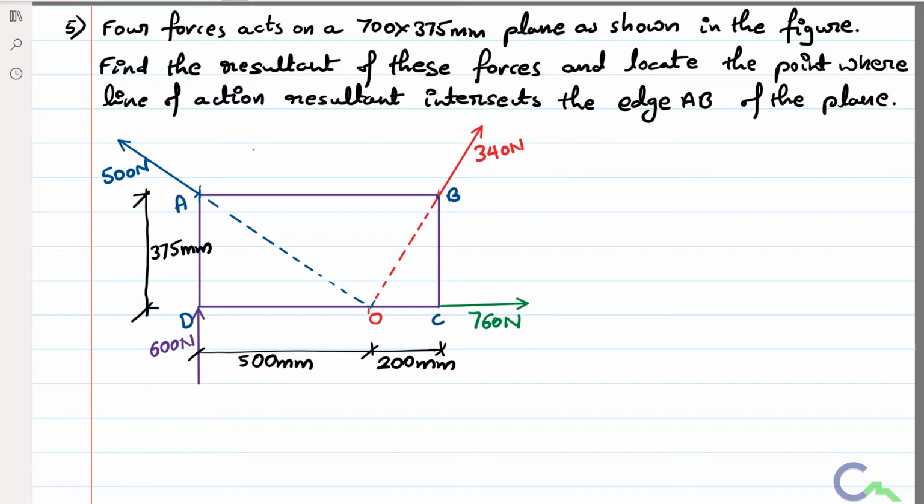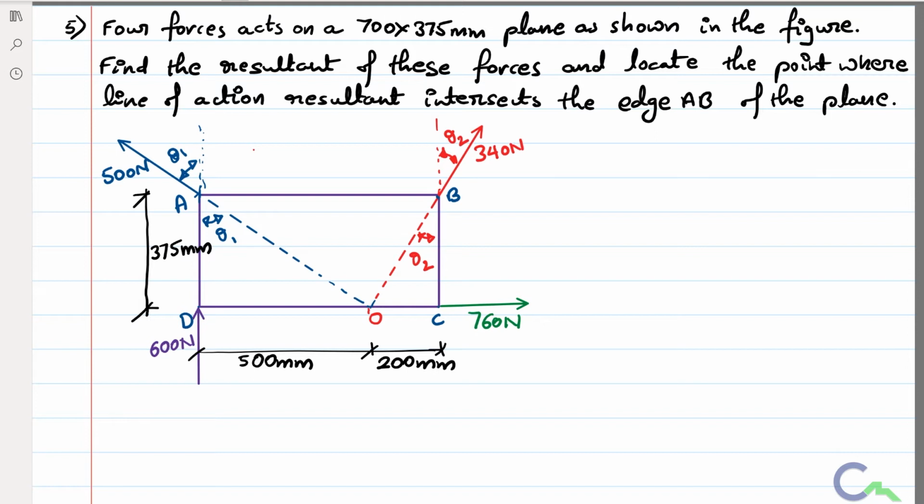I will take the 500 Newton force. This makes an angle theta 1. If this is theta 1, if I see in the figure, this will be the opposite angle, therefore I can take this as theta 1. In the same way, for the 340 Newton force, I will take this as theta 2. In the figure, this is the opposite angle, that is theta 2.